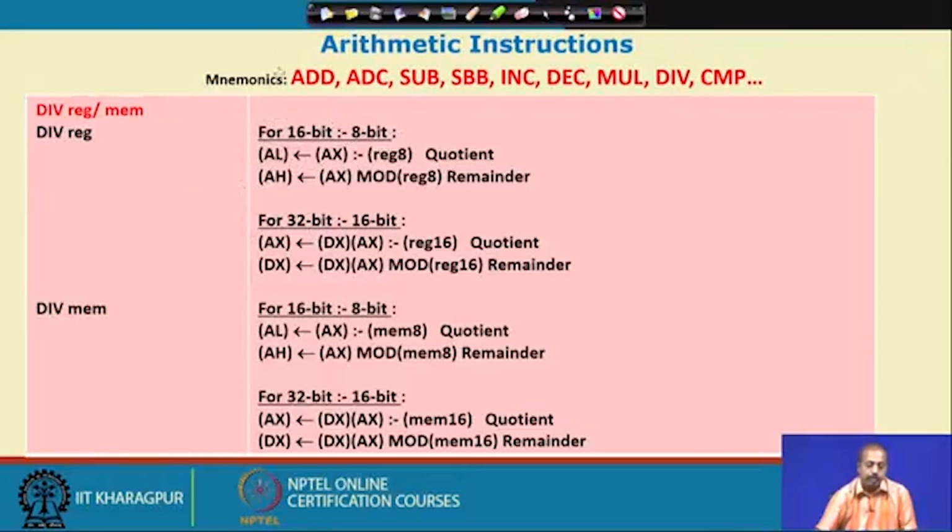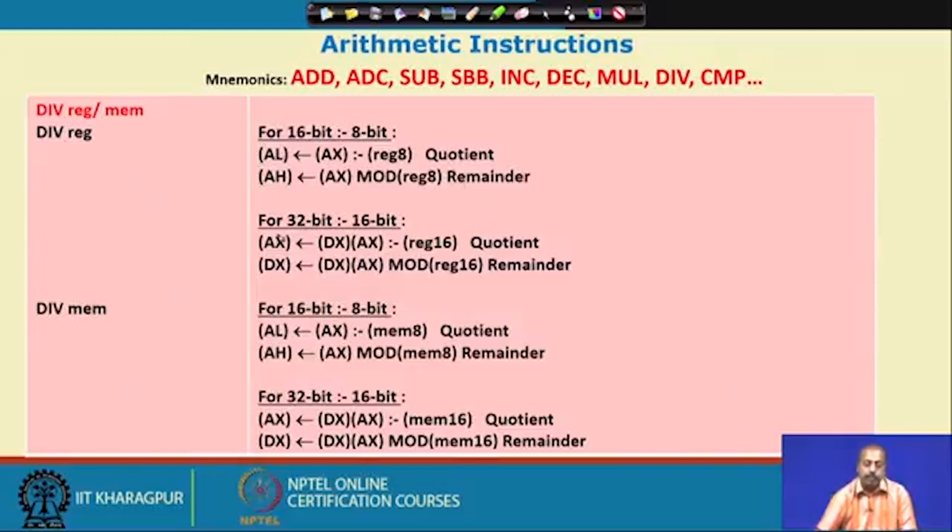So, similarly, we have this division operation. So, division with register or memory. So, AL will hold AX divided by register 8. This is the quotient part that will go to the AL register, and the AH will get the remainder part, so AX mod register 8. So, that will go to the AH register. Whatever register is specified will be used to divide the content of the AX register, and the AL register will get the quotient part and the AH register will hold the remainder part.